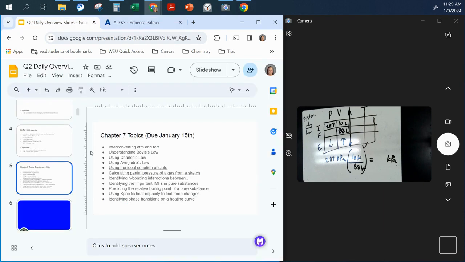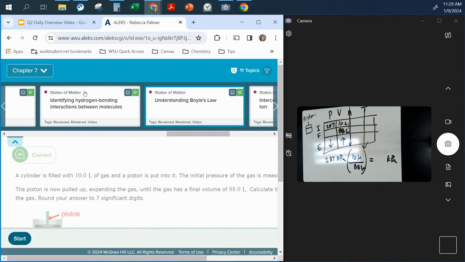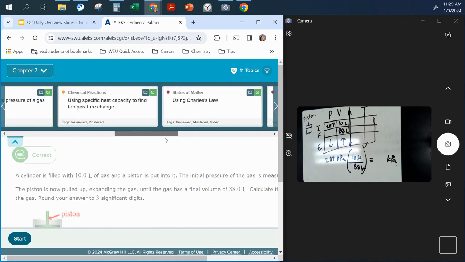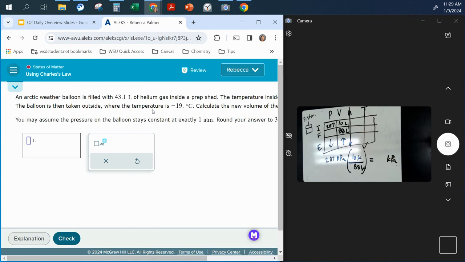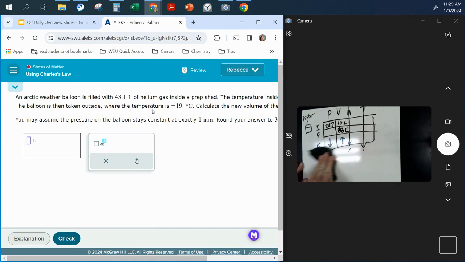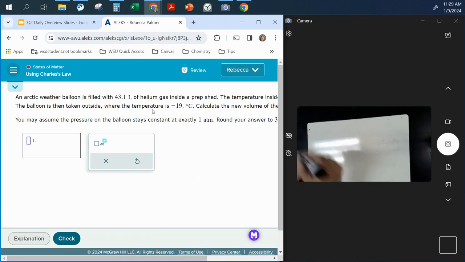Okay, so that's the 2 ways to do that problem. The next one is Charles' law. So again, it won't tell you that it's Charles' law, so you have to identify Charles' law. Okay, this one's the balloon problem. So Arctic balloon.